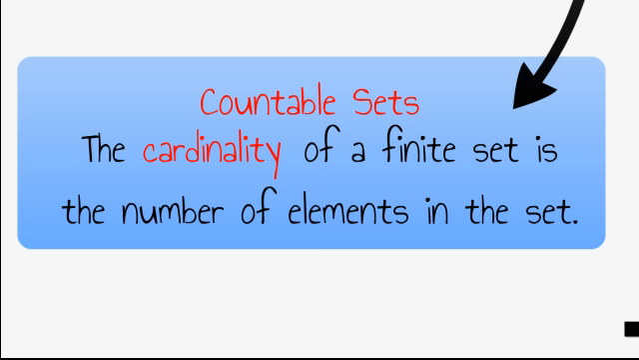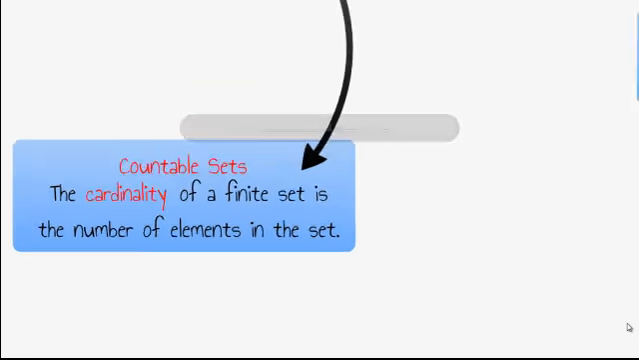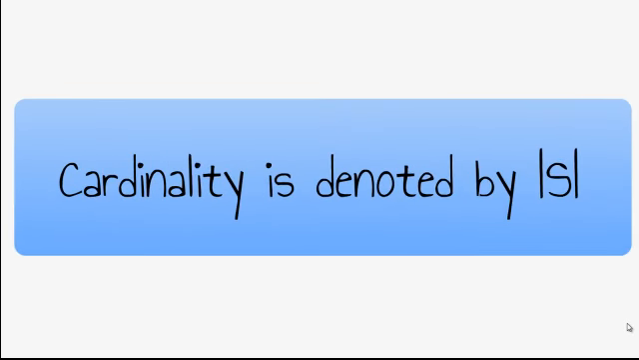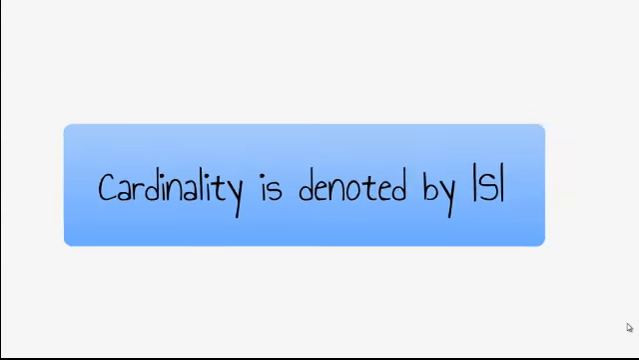When dealing with countable sets, the cardinality of a finite set is the number of elements in the set. A set is countable if it is either finite or has the same cardinality as the positive integers. Cardinality is denoted as such.